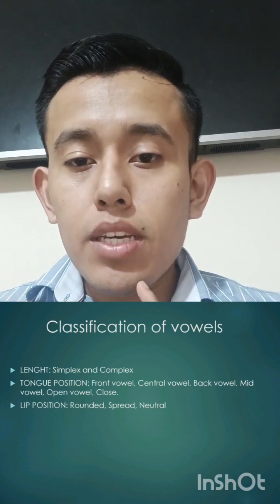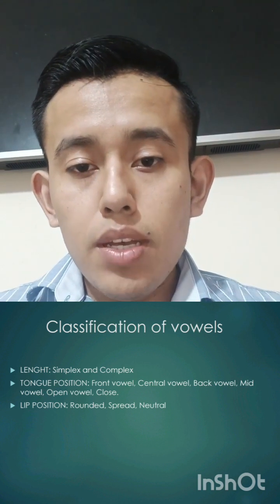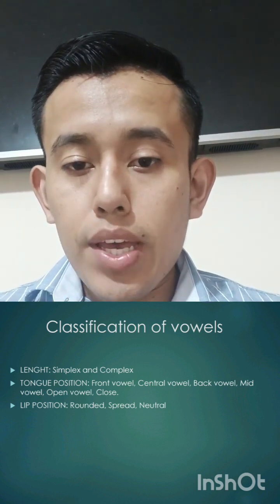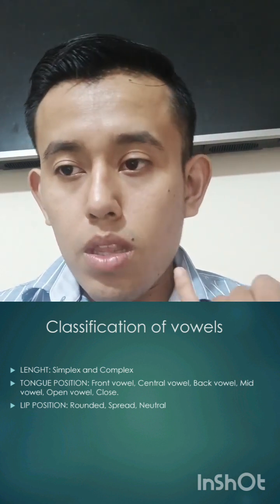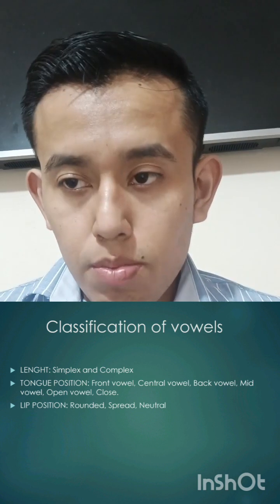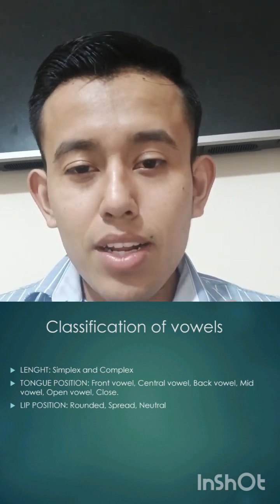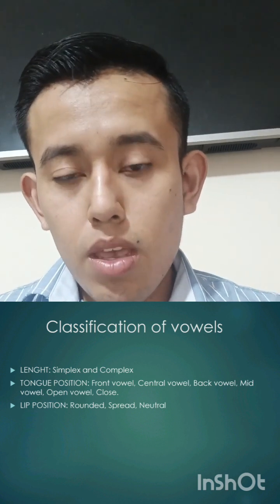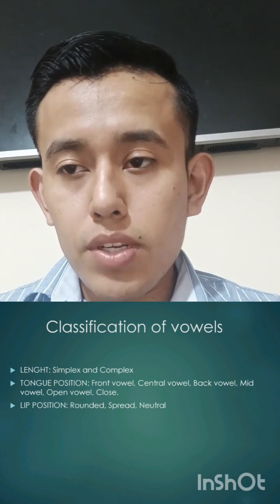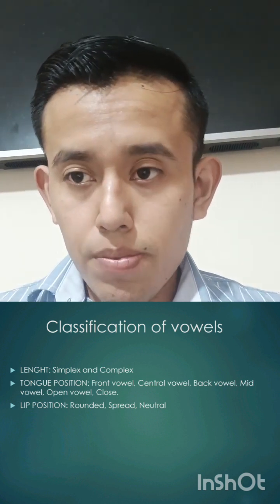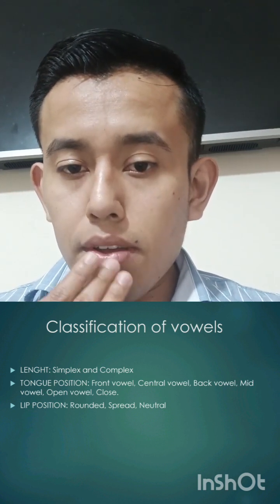The second point is the tongue position. According to the position of our tongue, we can pronounce a lot of vowels. For example, front vowel, central vowel, back vowel, mid vowel, open vowel, and closed vowel. We're going to talk about each one of these. Front vowel: the tongue is in the front of the mouth.